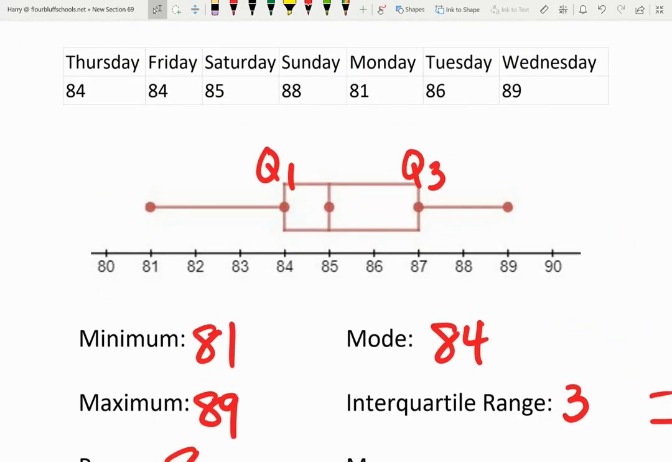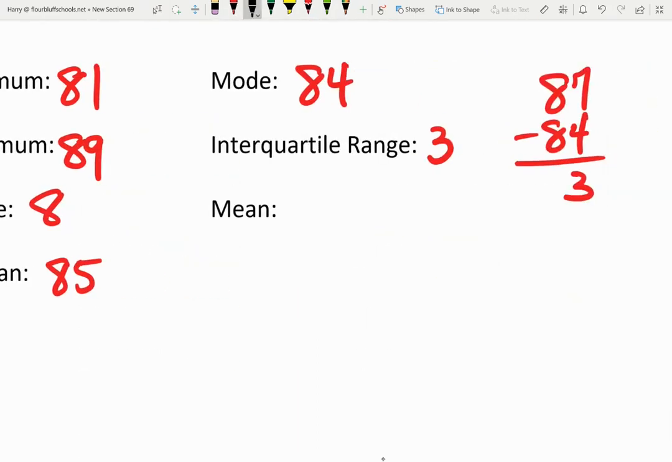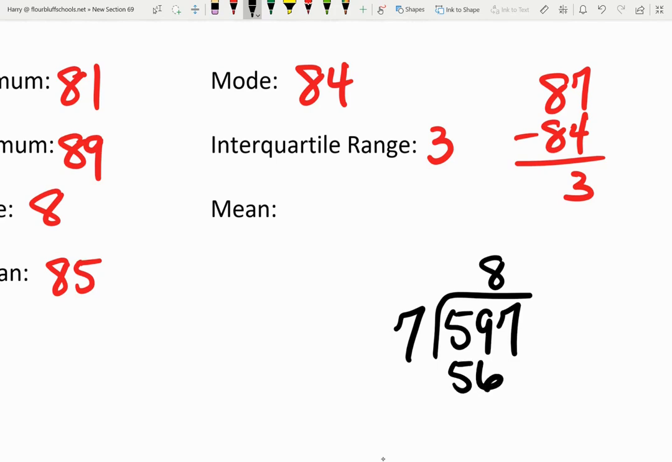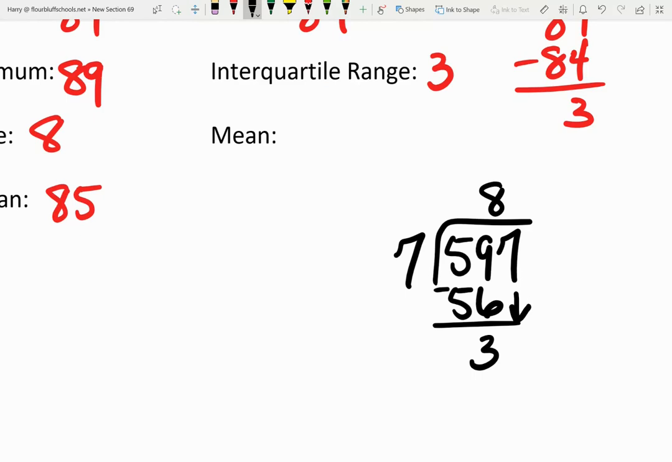We're going to add up all of these numbers, which is 597, and then we're going to divide by 7 because there are 7 numbers given: 1, 2, 3, 4, 5, 6, 7. So we'll have 597 divided by 7. 56, subtract, gives me a 3, bring down my 7, that goes in 5 times.